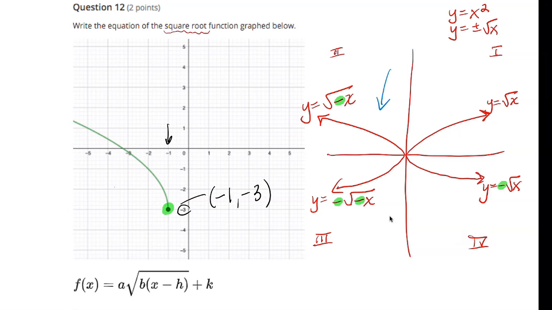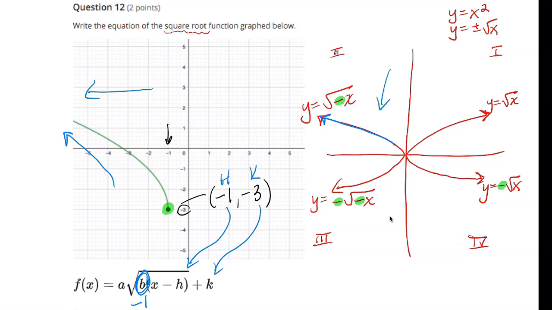It's going upwards and it's going to the left, just like this one's going upwards and to the left. So we're going to have a negative on the inside, so that means this b is going to be a -1. Our h and k, we can plug those in. This first one's h, this next one's k.